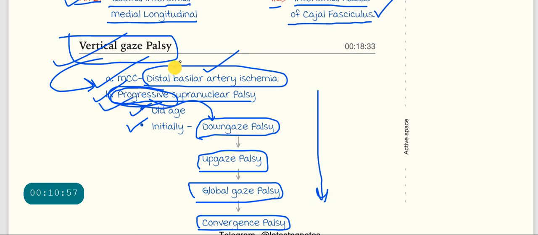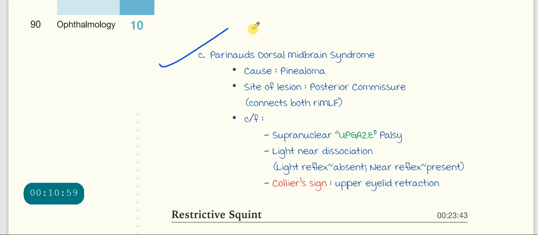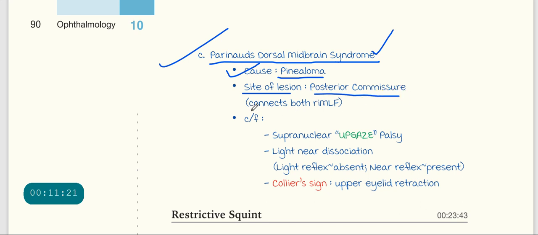Now the third cause over here is Parinaud's dorsal midbrain syndrome. Okay, and the cause of this syndrome is pinealoma. Now the site of lesion is in the posterior commissure, which is connected to both RIMLF centers. So basically both the RIMLF centers are connected, and the palsy of this leads to this.